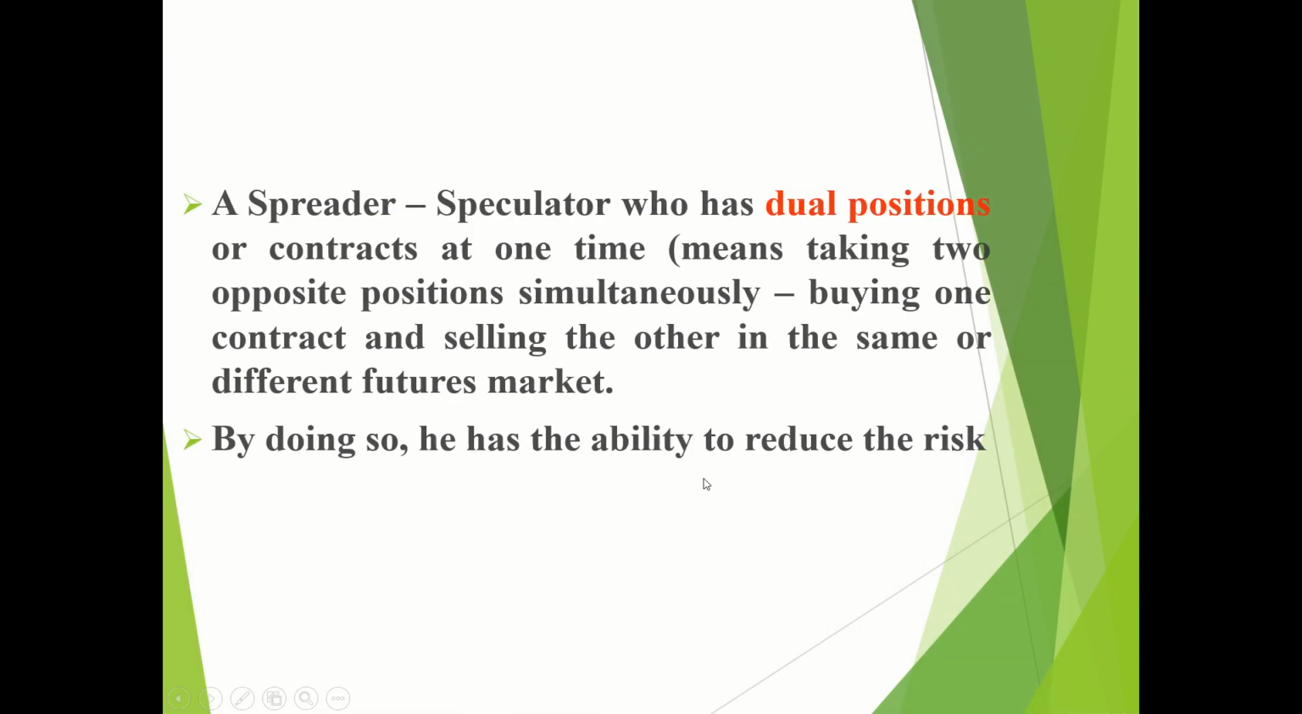And then we also have speculator yang dinamakan spreader. They will have two position. They will buy or sell contract simultaneously. Okay, dia akan beli dan jual two different contract serentak, they try to take opportunity to make profit from any of the contract yang boleh bagi diorang untung. Okay. Baguslah satu sudut speculator ni bagus because the speculator yang spreader ni because they spread the risk. Okay, kalau satu rugi ada lagi satu yang untung. That's why they will have dual position.